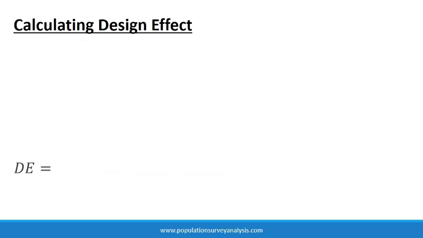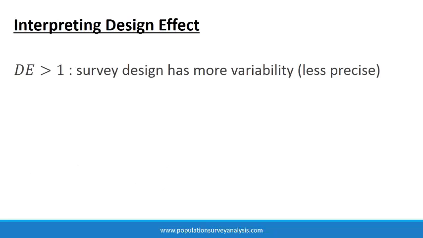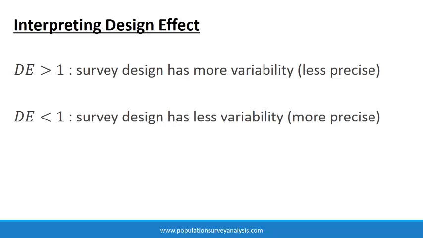The design effect compares the variance under one sample design with the variance of a simple random sample. To calculate design effect, simply divide the variance, calculated with the survey design, by variance assuming simple random sampling. A design effect larger than 1 means that the variance under the sample design is larger than it would be under simple random sampling, and a design effect smaller than 1 means that the variance under the sample design is smaller than it would be under simple random sampling.